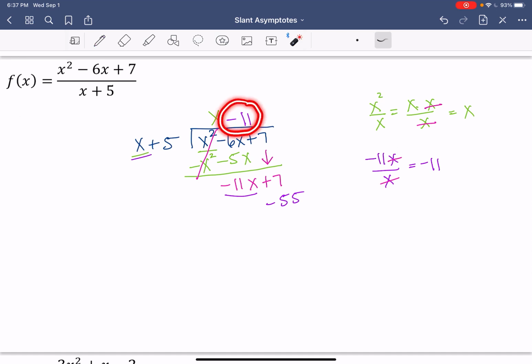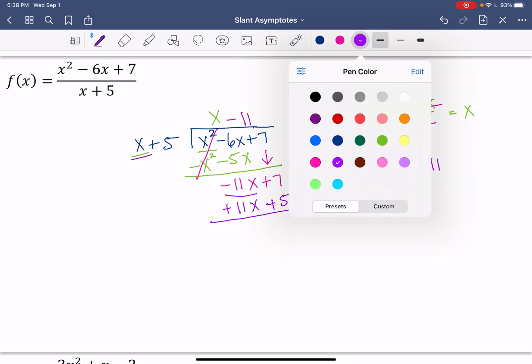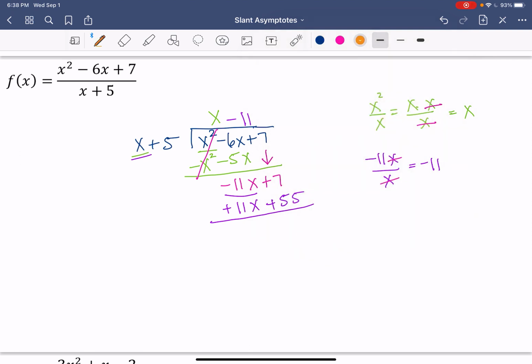And then negative 11 times x, which is negative 11x. Now, if your numbers are negative like mine, do put the negative, because the next step will be to change it to a positive, okay? So again, the negatives become positive on both terms, and then we'll combine like terms. So negative 11x plus 11x cancel out to 0, and then 55 plus 7 gives you 62.